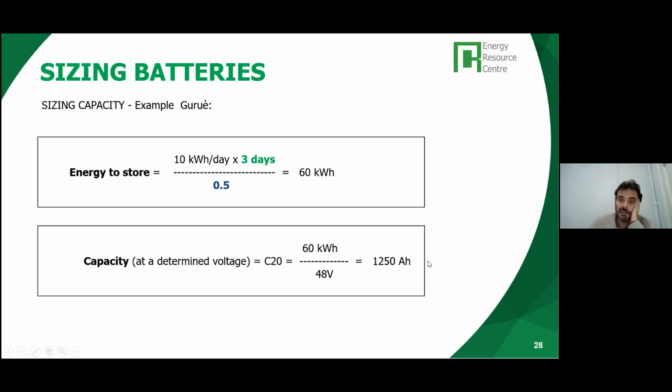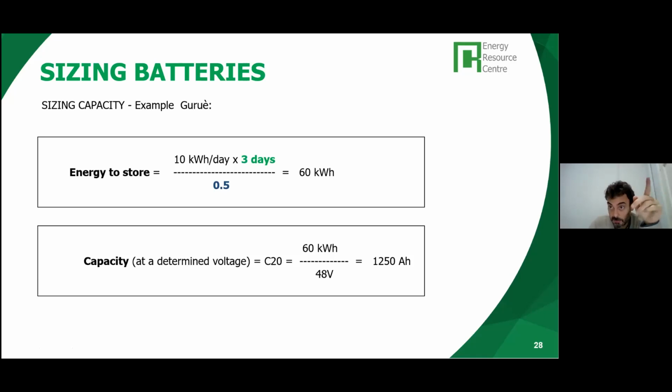Now, if I choose this battery to work at 48 volts nominal, that gives me a battery capacity in a daily period, with a maximum discharge time of around 20 hours, of 1,250 amp hours, okay? So that's our example in Gurue.